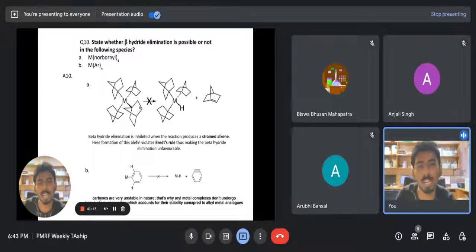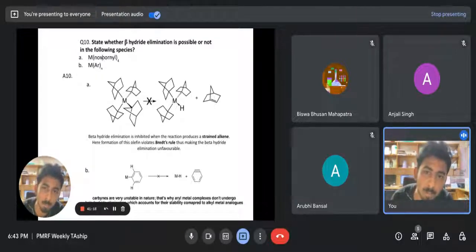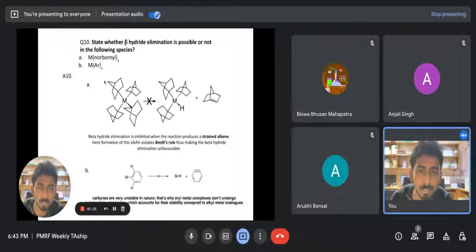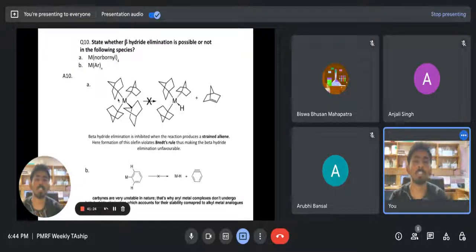For information, I will ask you to go through this group once. You can Google about this norbornyl group. This compound is actually called the norbornyl group. The norbornyl group does not undergo beta hydride elimination. Beta hydride elimination in this case is not very feasible. So why it is such, I will discuss with you.